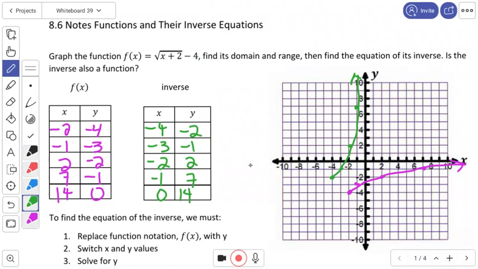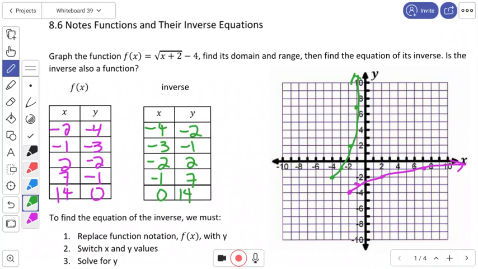All right, so I went ahead and graphed the points for you guys. This purple graph, I know it doesn't look great, is our square root curve, and the green graph represents our inverse curve. Now we need to decide, does this inverse curve represent a function?